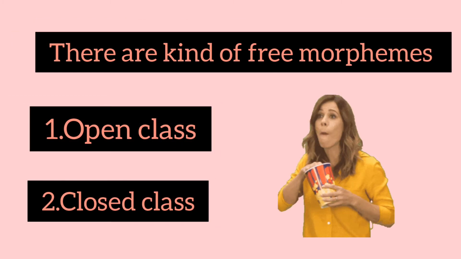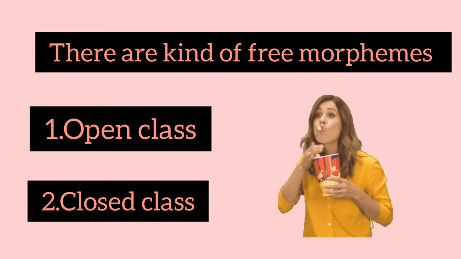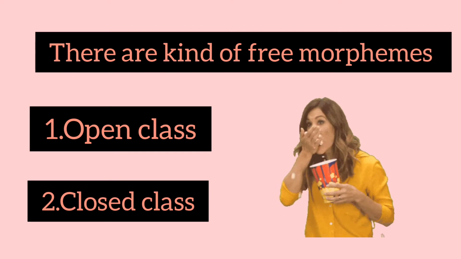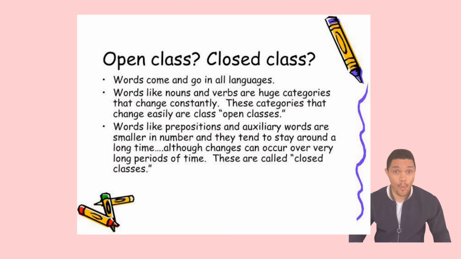There are kinds of free morpheme. The first is open class, the second is closed class. The open class is content words. These morphemes give us meaning and content: nouns, verbs, adjectives, adverbs, and gerunds. And closed class is function words. These morphemes have a job or function in a sentence: prepositions, conjunctions, and transitions.